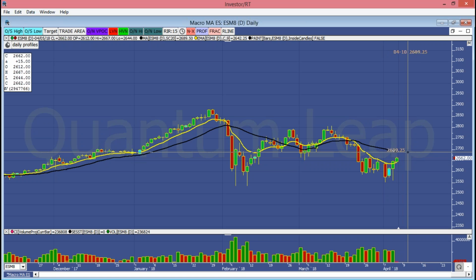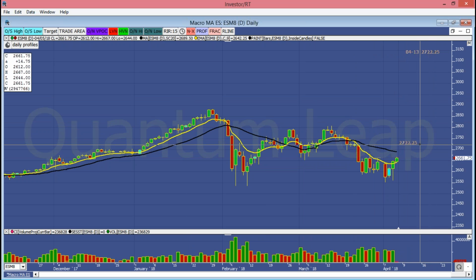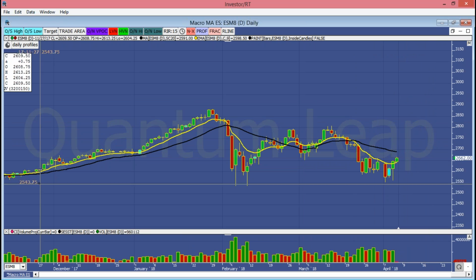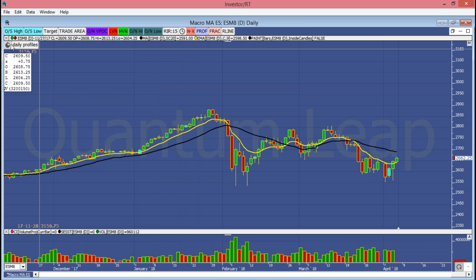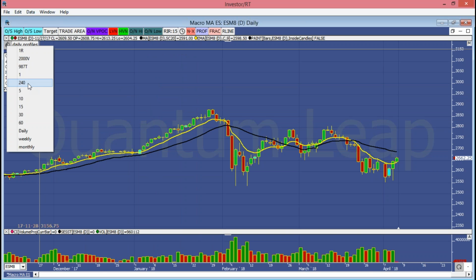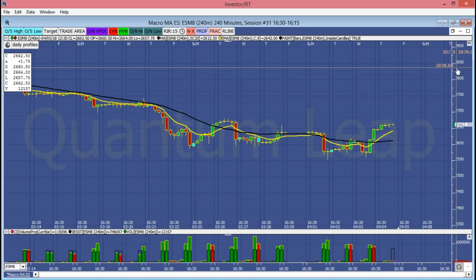If we get above the 2689 and a quarter area, then we're violating what was the start of a downward trend, and we could see the continuation of where we were moving up and the continuation of the monthly trend. Going to the intraday 4-hour, same thing as the daily picture.